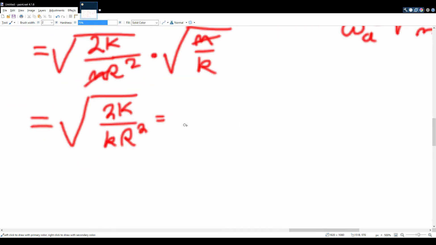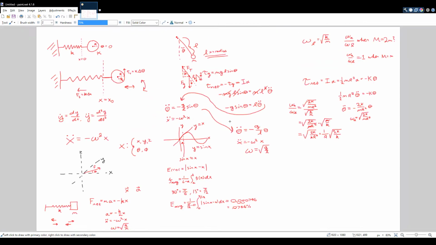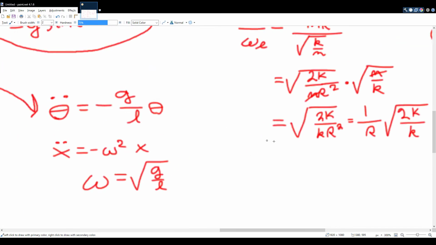And if we notice, you could bring out the 1 over r times the square root of 2 chi over k. And I find that result very useful, right? Because the answer to the question, the ratio is independent of the mass, so the ratio will still equal 1 even if the mass is doubled, tripled, quadrupled, times any large number.